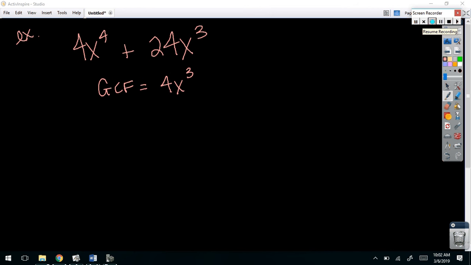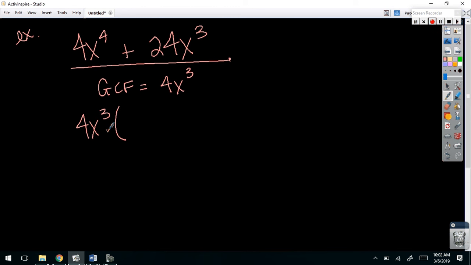Take the GCF and put it on the outside. Now, what's left inside? Listen, divide each one by the GCF out there. If you divide 4x to the 4th by 4x to the 3rd, what do you get?